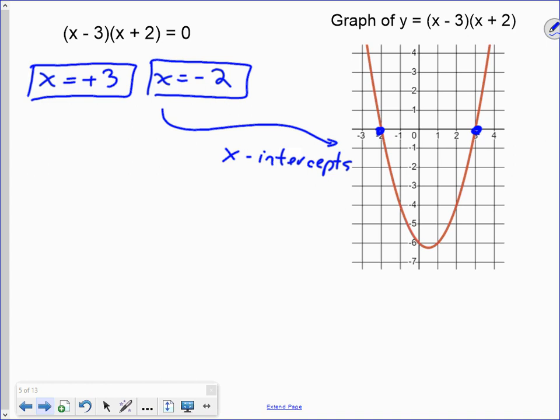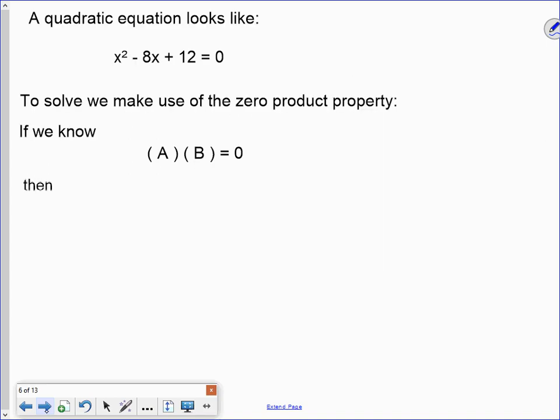Okay, so this is all kind of background here. What do you need to be able to do? So you need to be able to solve a quadratic equation by factoring. A quadratic equation looks like this: x squared minus 8x plus 12 equals 0. And we always want to have this arranged so that all of the terms are on the left side and it's just equal to 0 on the right side.